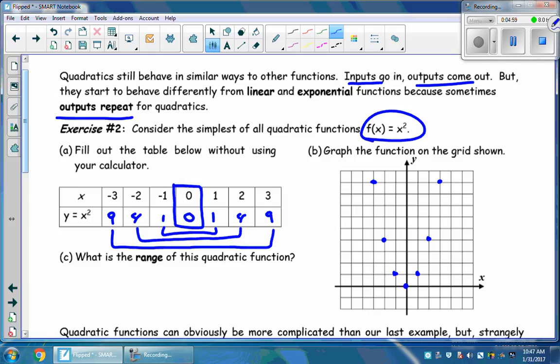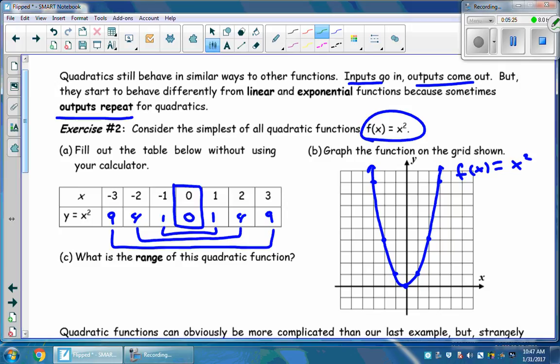Now, once we've plotted our points, one of the things we're going to notice is that we're not going to graph it using a ruler. We're going to make a nice smooth curve. So I'm going to connect these points as neatly as I can with a nice smooth curve. I'm going to put an arrow on both sides indicating that it does go farther than that. And then I'm going to label my graph as f of x is equal to x squared. Now, the general shape of a quadratic is going to be what we see here, and it is called a parabola.